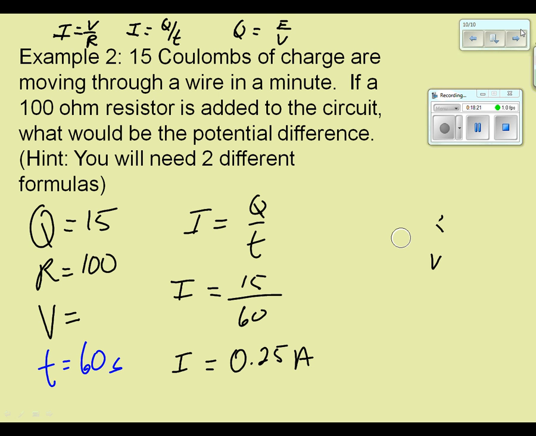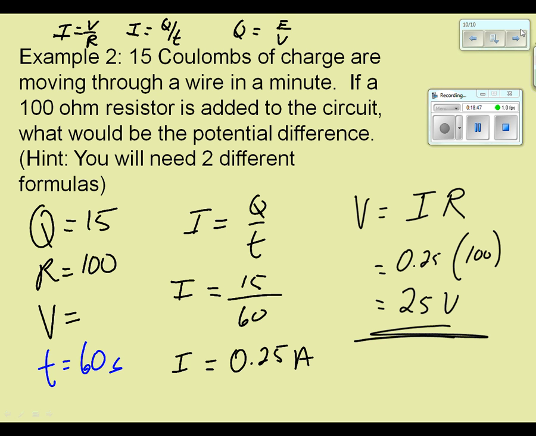So I'm solving for which one here now? V. V equals, what did I just tell you? I times R, right? Yeah. So I is 0.25, resistance 100. Being the smart guy that I am, I can do that in my head. 25 volts.